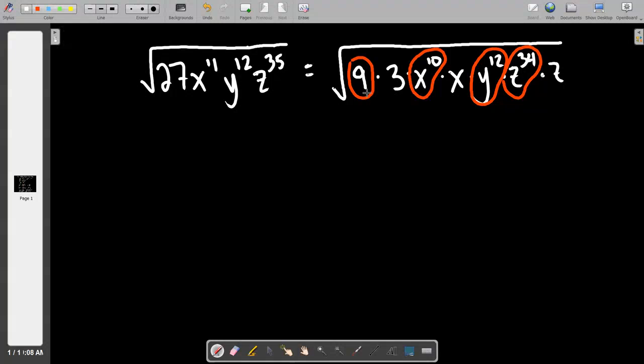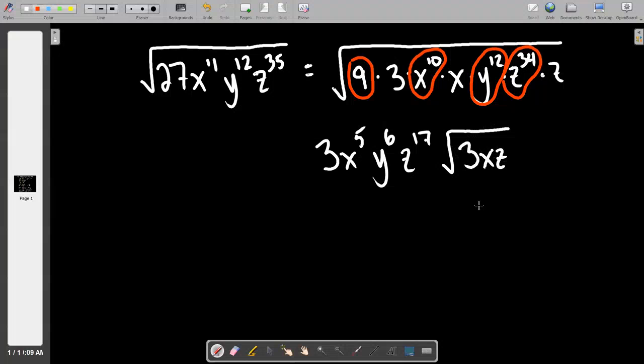So what does the 9 create? What does the x to the 10th create? What does the y to the 12th create? y to the 6th. What does the z to the 34th create? z to the 17th. And then we just simply multiply it all by a root. And the root will always contain the pieces, the fragments that weren't fortunate enough to get broken out of jail. And who's in there? 3xz, and we're done.